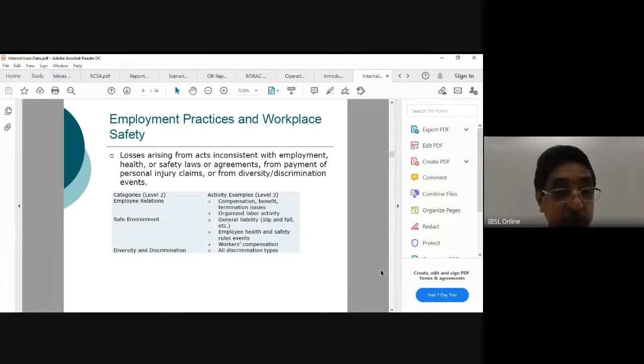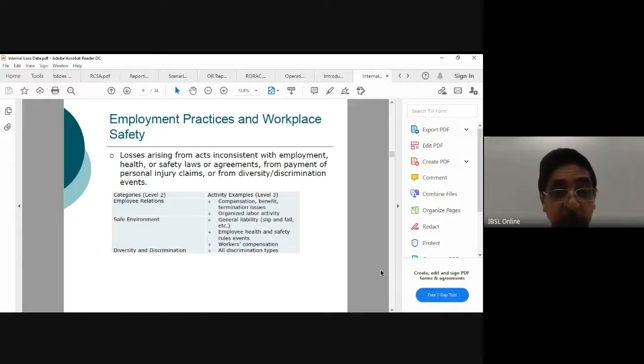Now, level 3. Under employee relations, the bank will have to pay compensation, some safety breaches or whatever. So compensations, benefits, termination issues. Then under employee relations, you can have organized labor activity. That means strikes and that type of thing. There can be labor organizations, labor unions. Those activities also come under employee relations as a level 3 activity.